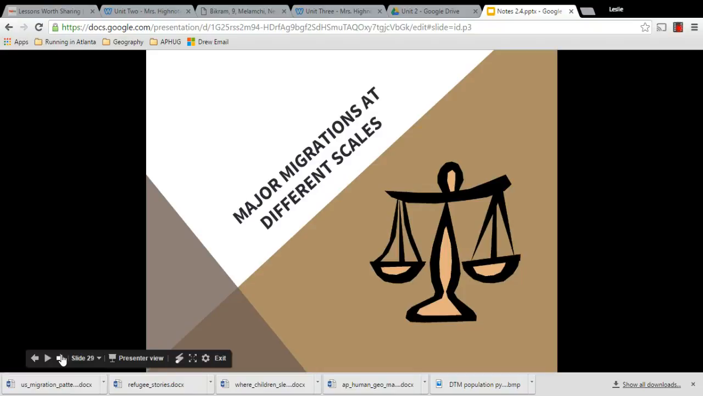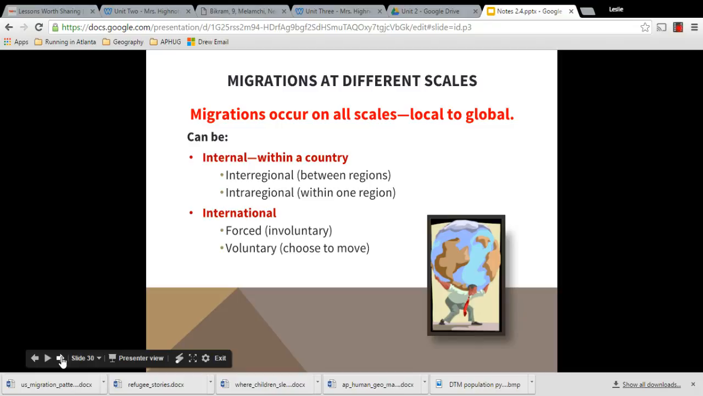All right, major migrations at different scales. Migrations occur on all scales from local to global. They can be internal, within the country. They can be inter-regional, between regions, for example moving from the southeast to the northeast. It can be intra-regional, which would be within one region, for example moving within the southern states of the United States. It could be international migration, and international migration can be forced, which is involuntary, or voluntary, in which the migrants choose to move.